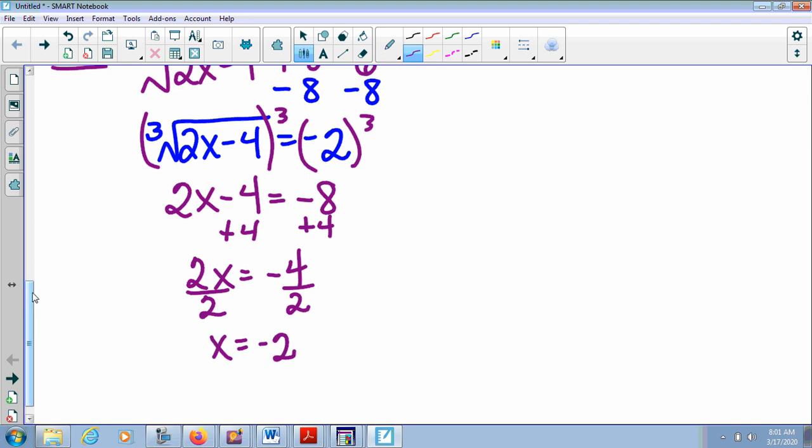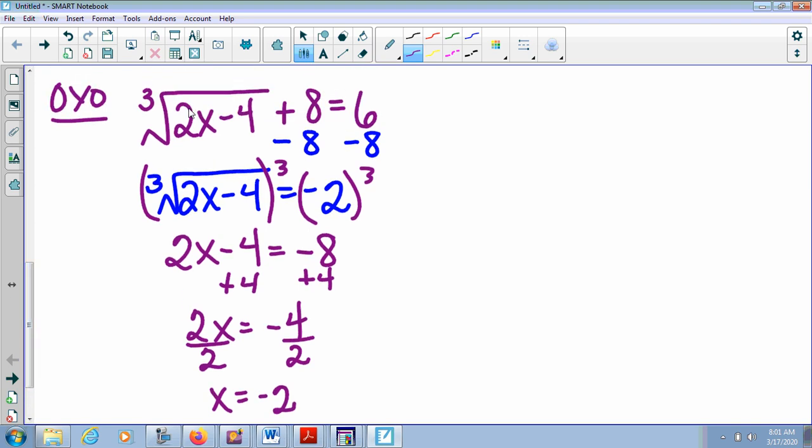So hopefully you got negative 2 for your answer. You can check it. 2 times negative 2 is negative 4. Minus 4 is negative 8. The cubed root of negative 8 is negative 2. Plus 8 is 6. So that ended up checking out. We're good to go.